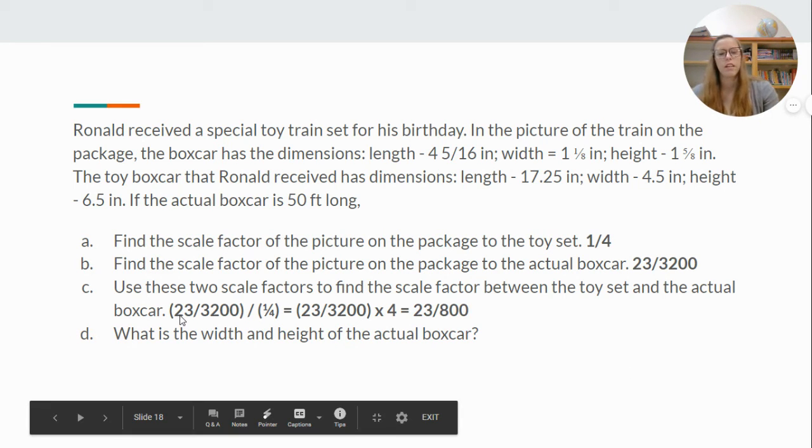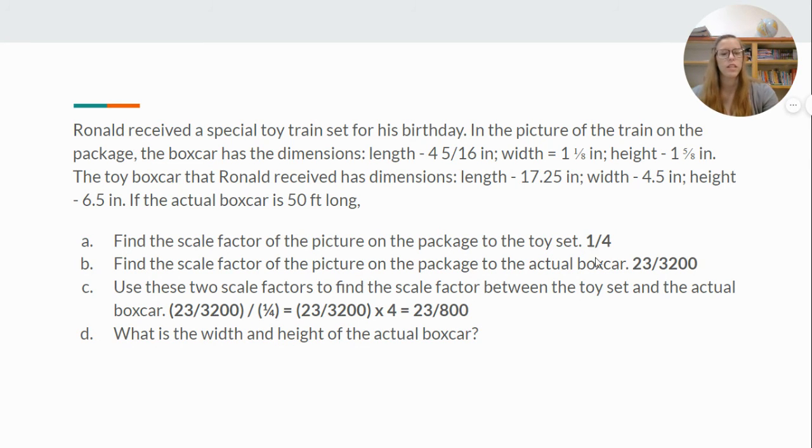So we're going to take the scale factor from the picture on the package to the actual boxcar and divide it by the picture to the toy set scale factor. We get 23 over 800 for the scale between the toy set and the actual boxcar.